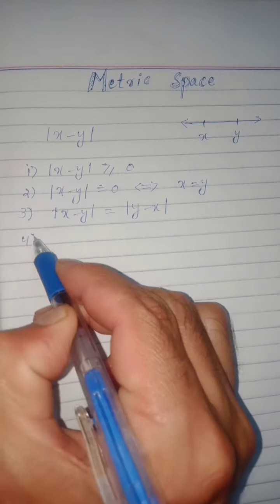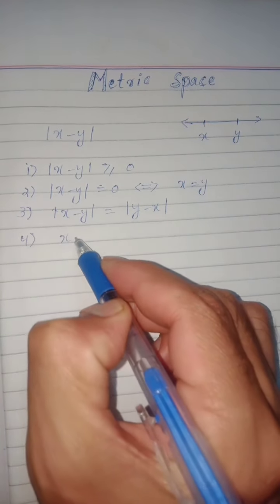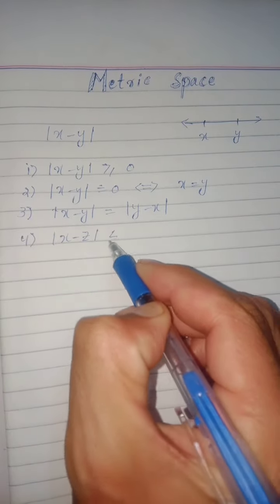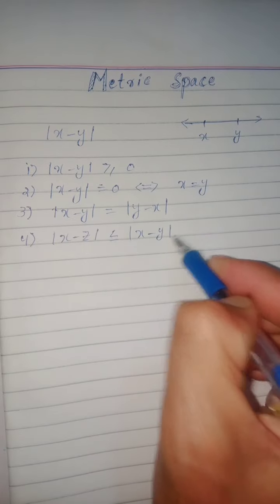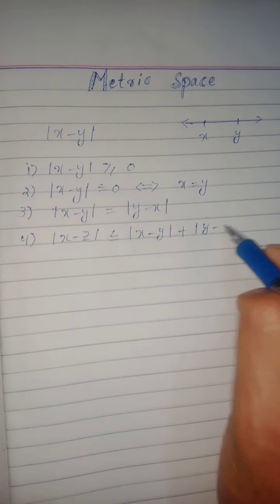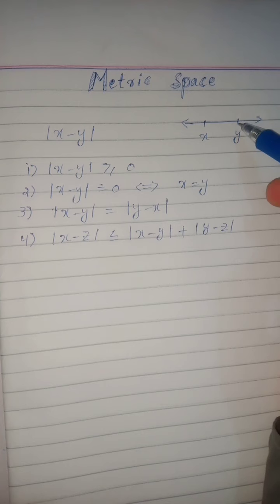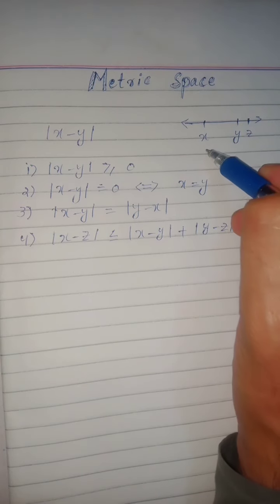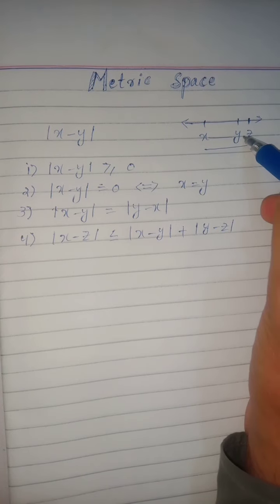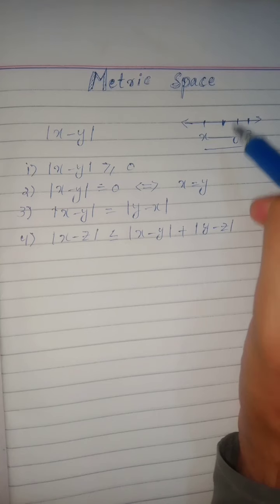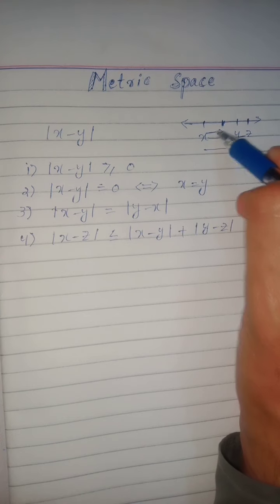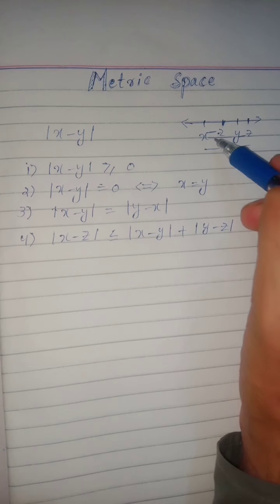The last property is, distance of x and z is less than or equal to distance of x and y plus distance of y and z. If z is a point on the right side of y, then distance of x and z is equal to distance of x and y plus distance of y and z. If we take this point to the left of point y, then distance of x and z is always less than distance of x and y plus distance of y and z.